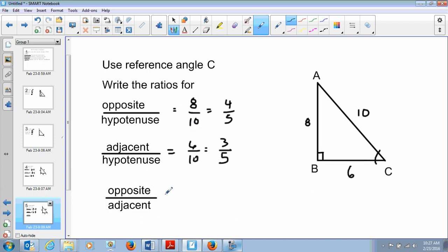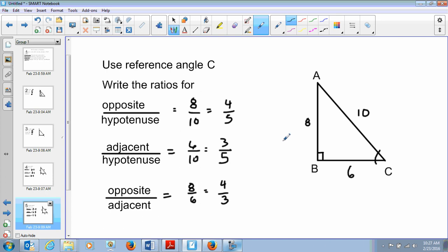And then lastly, opposite over adjacent. So here C is my reference angle. The opposite side is 8. The adjacent side is 6. So opposite of C is 8, adjacent is 6, which would reduce to 4 over 3. Okay, so make sure that you're familiar with opposite, adjacent, and hypotenuse and understanding it based on the reference angle.